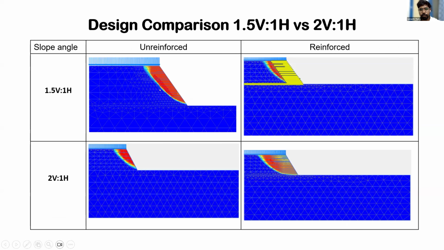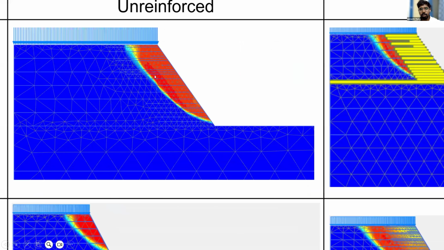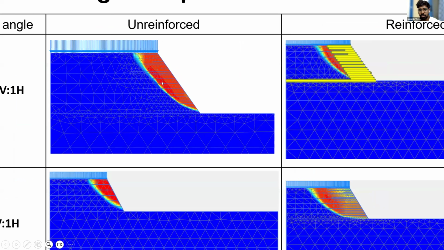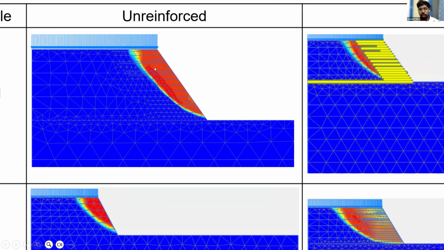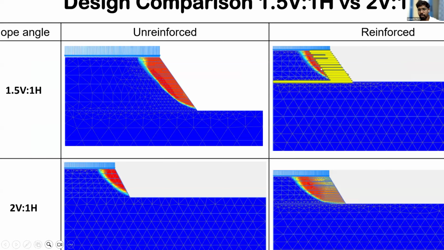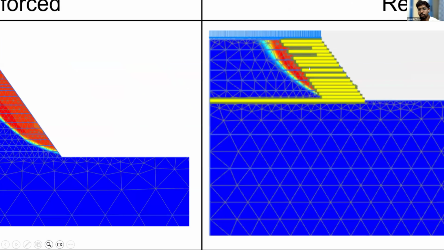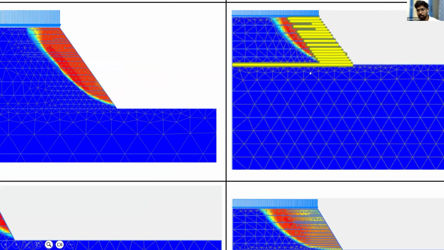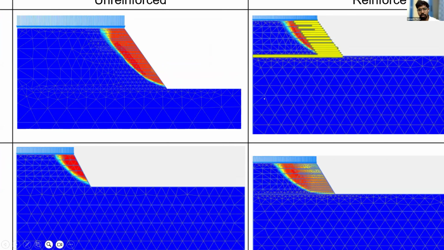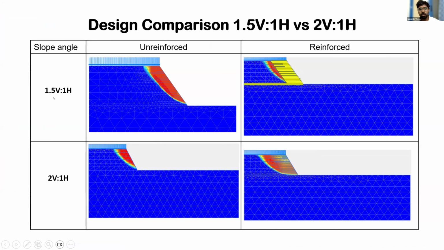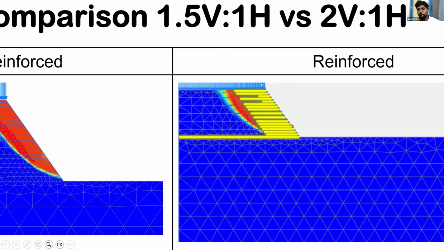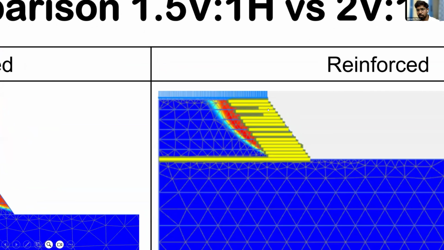Here, as you can see, without any geogrids, the failure surface looks like this. But after applying geogrids, the failure surface has been decreased, as you can see. It is for the 1.5 vertical to 1 horizontal slope. So here the placements of geogrids were done by Eurocodes and FEMA.